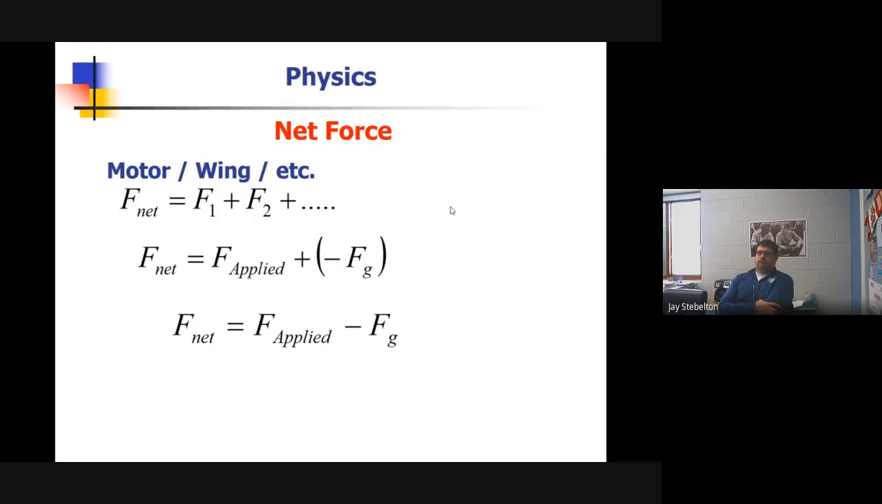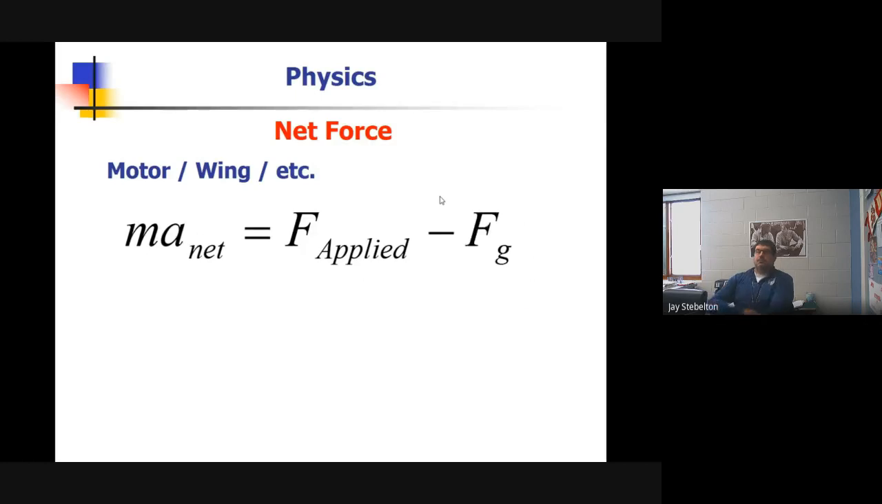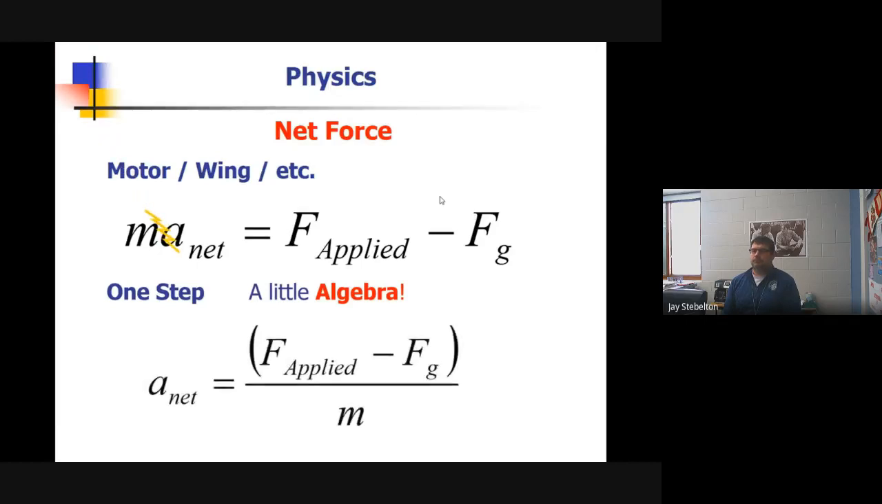Or I can do it in one step by remembering Newton's second law. M a net is the force applied minus the weight. So with this, again, there are two ways we can go. We can take M a net as the force applied minus the weight, and in one step solve for the net acceleration. Just a little bit of algebra, take mass to the other side, and I have the net acceleration is the force applied minus the weight divided by the mass.